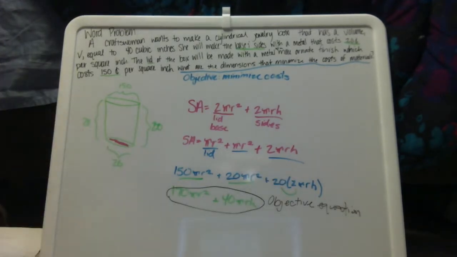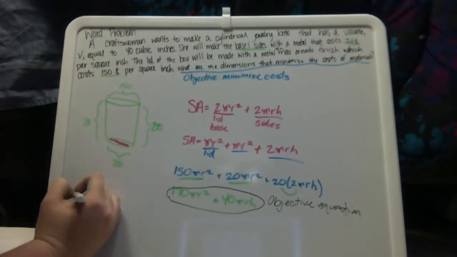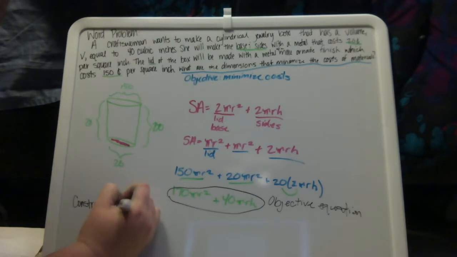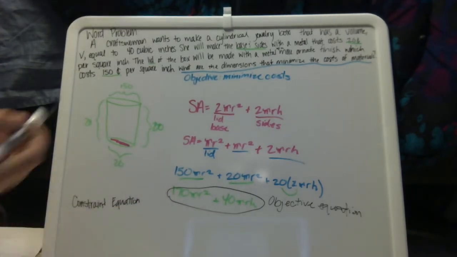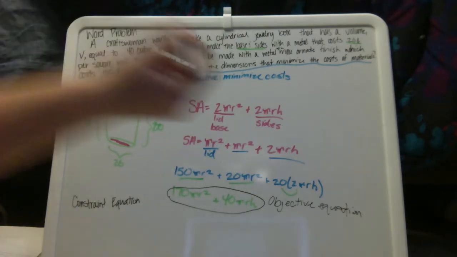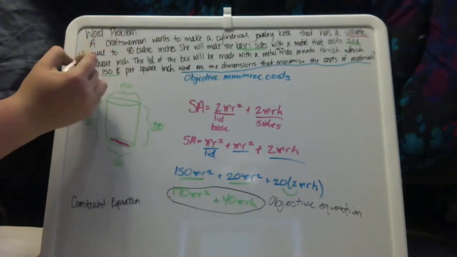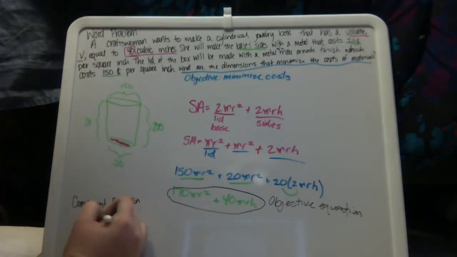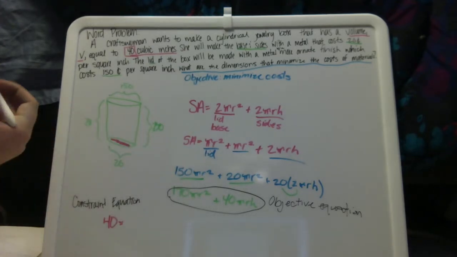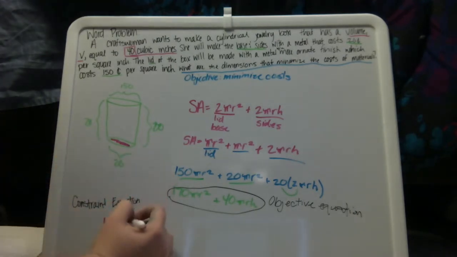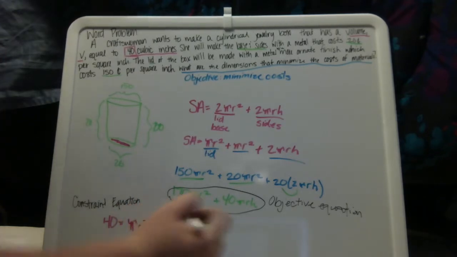But if you remember, we also need a constraint equation. Now, like I said in the beginning, usually the word problem will give us what we're going to use in our constraint equation, and this is no different. Pretty much, our jewelry box can only have a volume, V, equal to 40 cubic inches. So 40 is our number. So we're going to have 40 equal whatever the volume of a cylinder is, which is pi r squared times h.